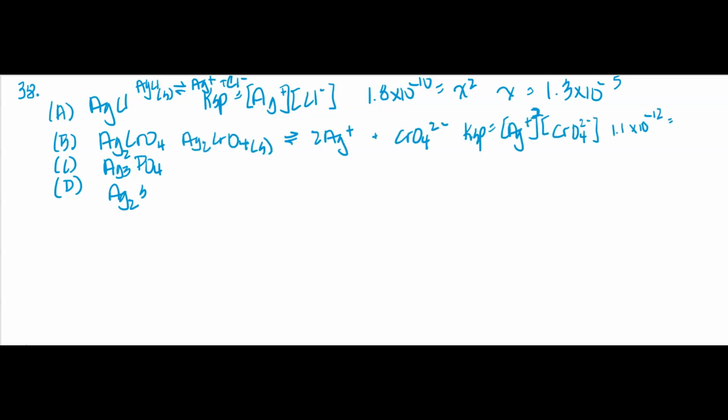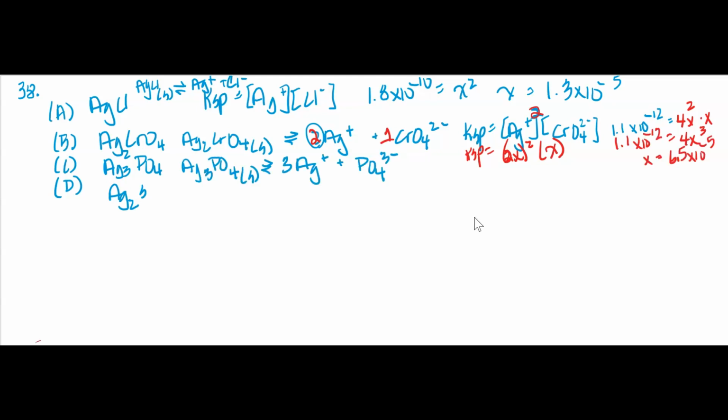The silver chromate, we have 2 silver ions for every 1 chromate ion. So that coefficient of 2 becomes the superscript 2. And we know that there are 2 silver ions. So this is 2x all squared times x, because it's 2 to 1. So this is 4x squared times x, that's 4x cubed, and now we solve for x.